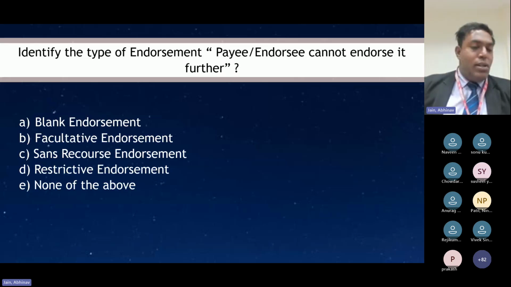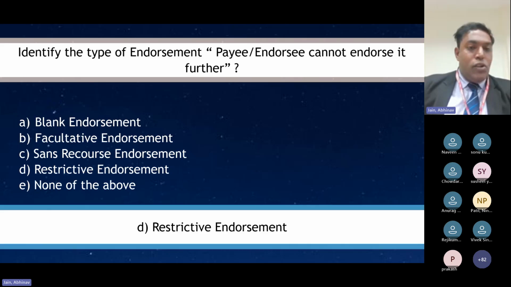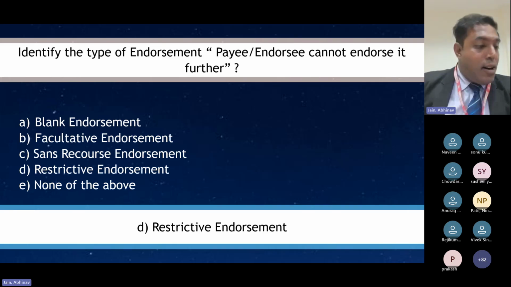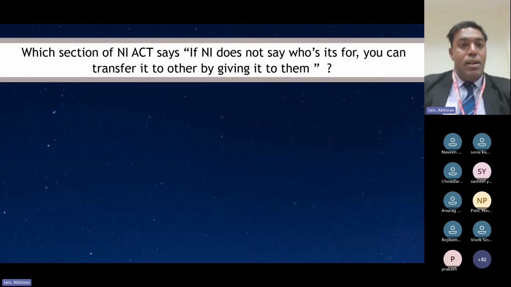It is a sort of which type of endorsement? Okay. Somebody has written blank endorsement. No. Blank was the answer for the previous one. It is restrictive endorsement. That the endorsee has been restricted from further endorsement. It is restrictive endorsement. Please do read the line properly. Payee or endorsee cannot re-endorse it further.